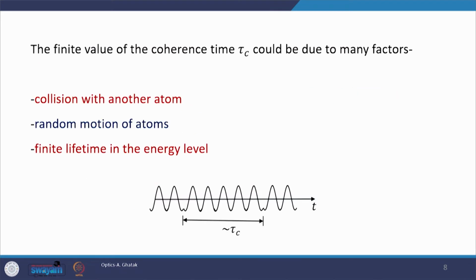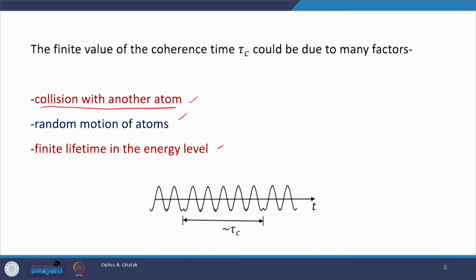Now, in an idealized source, we will have infinite tau c, but tau c is finite, so what is the origin of the finiteness of tau c? What affects tau c? What limits tau c from reaching infinity? These limits are listed here. The first is collision with another atom.